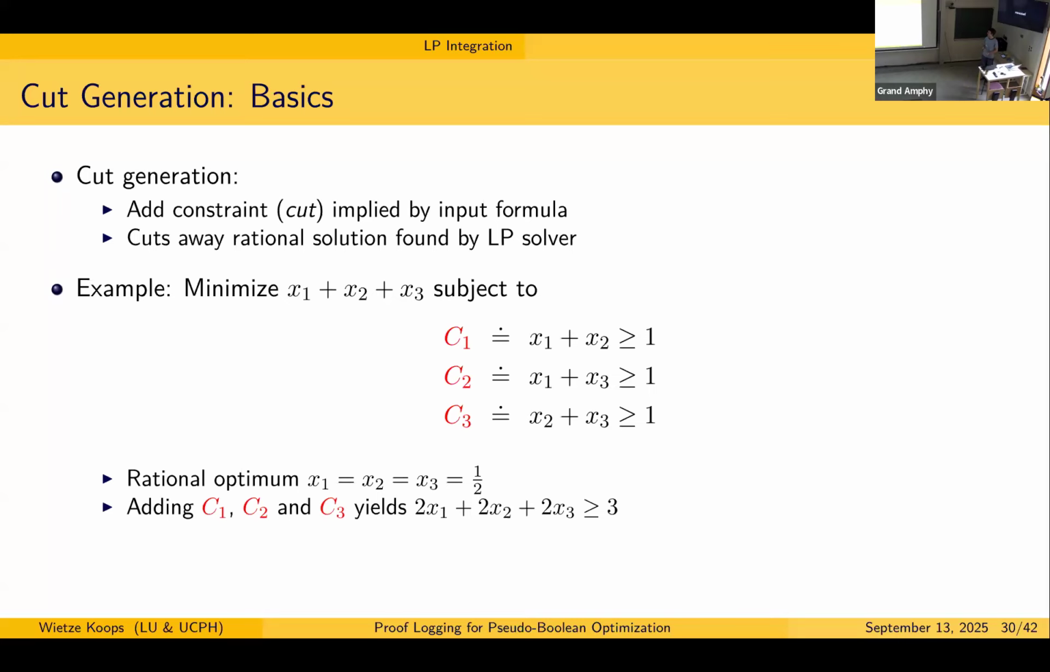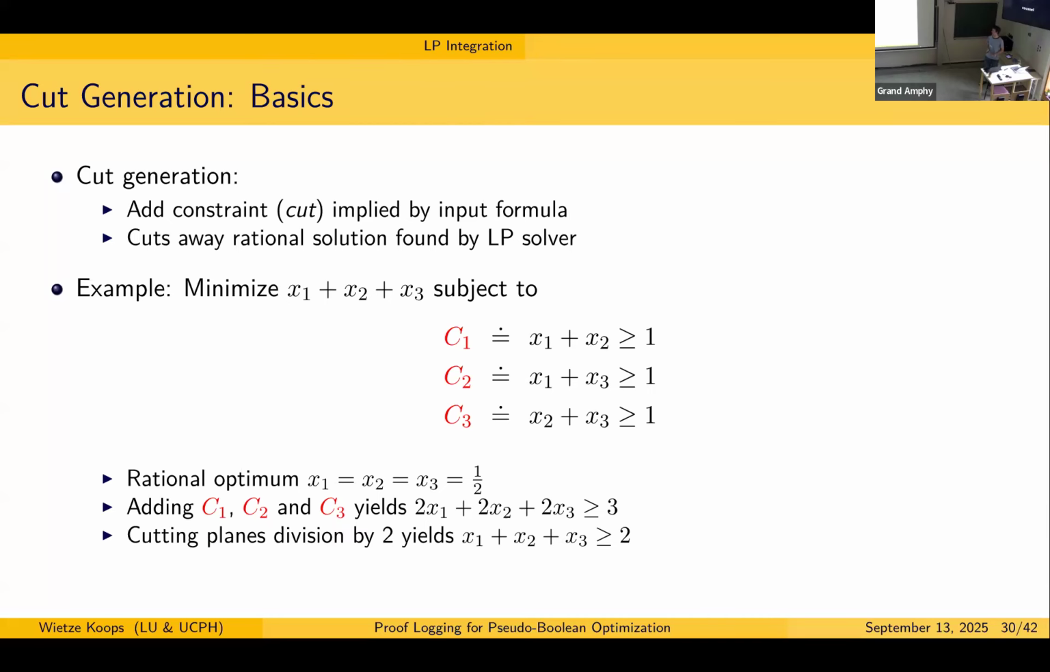And now if we add these 3 constraints, then we get that 2x1 plus 2x2 plus 2x3 is at least 3. Actually, over the reals, we see that x1 plus x2 plus x3 is at least 3 halves, which shows that this is indeed rationally optimal. And now to derive a cut, we're going to use our division rule. And now remember that this is what allows us to strengthen constraints over the integers, and it doesn't follow over the reals. So if we divide this by 2, then x1 plus x2 plus x3 is at least 2. And then again, we can write this in veriPB in this way.